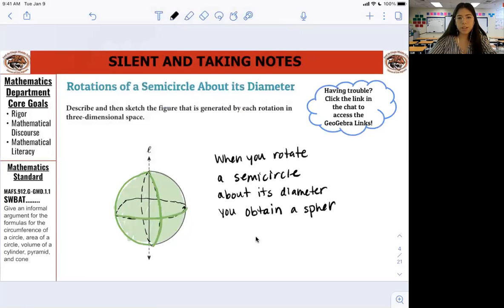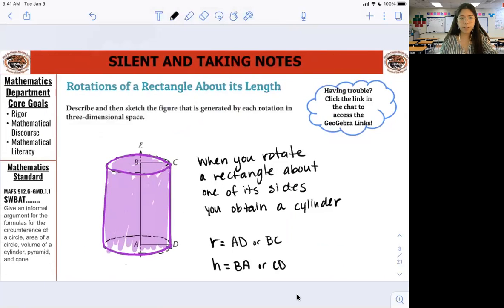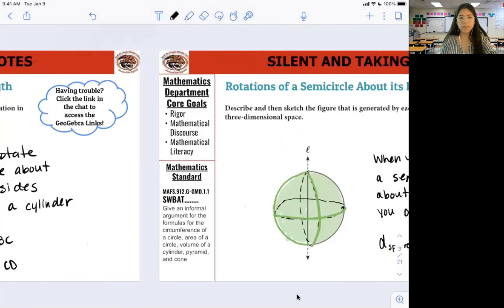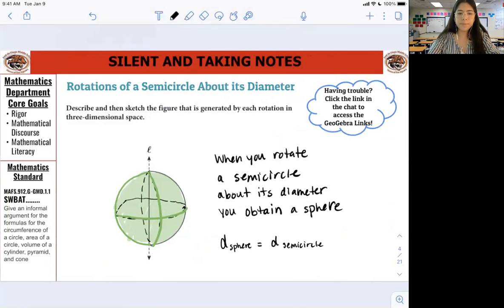Now, here's the question. This one's not labeled, but let's say the diameter of the sphere will be the same as the diameter of the semicircle. That's the same diameter. So any questions on rotating these three figures? A right triangle, a rectangle, and a semicircle. Any questions?